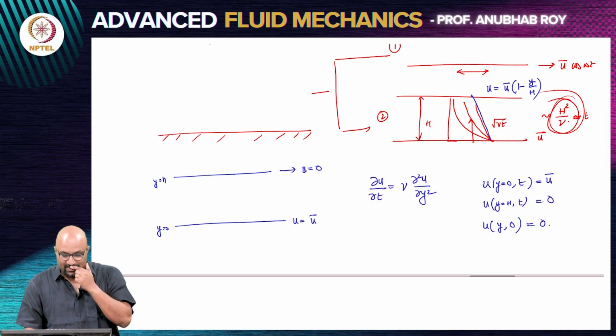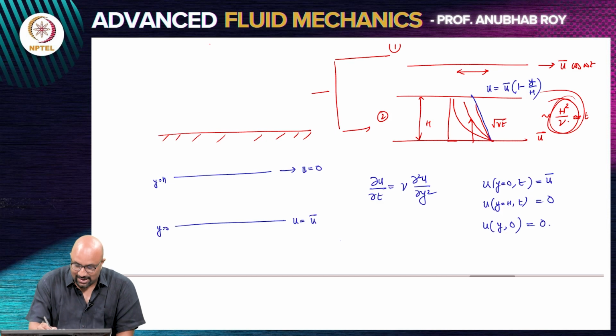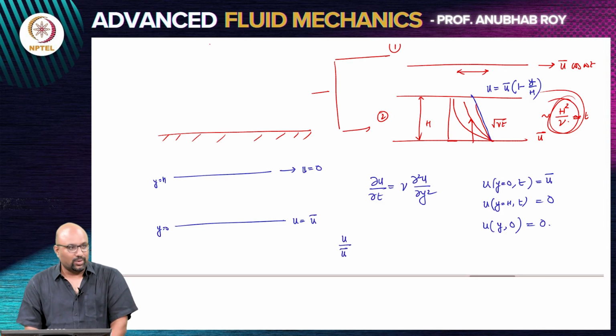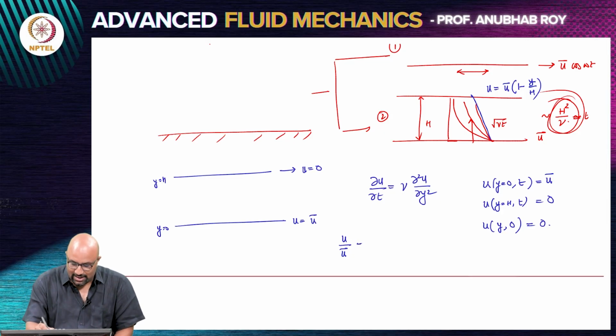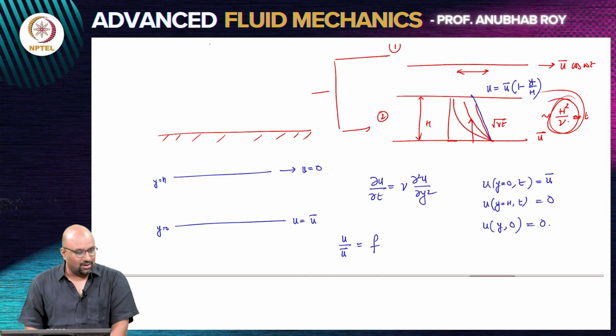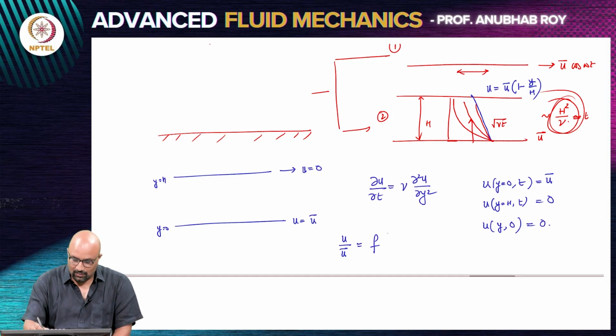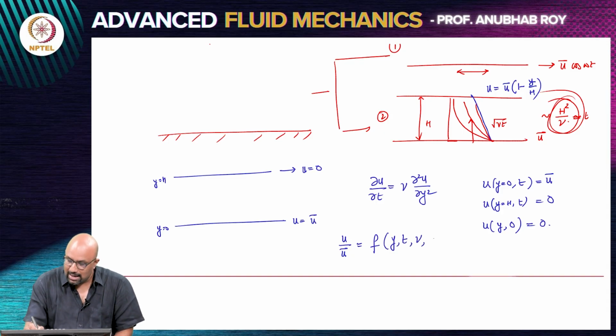Now, you can't use the similarity variable technique here because there is an inherent length scale in the problem. As I said, you can still do this exercise. You can still say that the fluid velocity is obeying an equation that is linear. The boundary conditions are linear, which is why I can write this now as a function of y, t, nu and h.